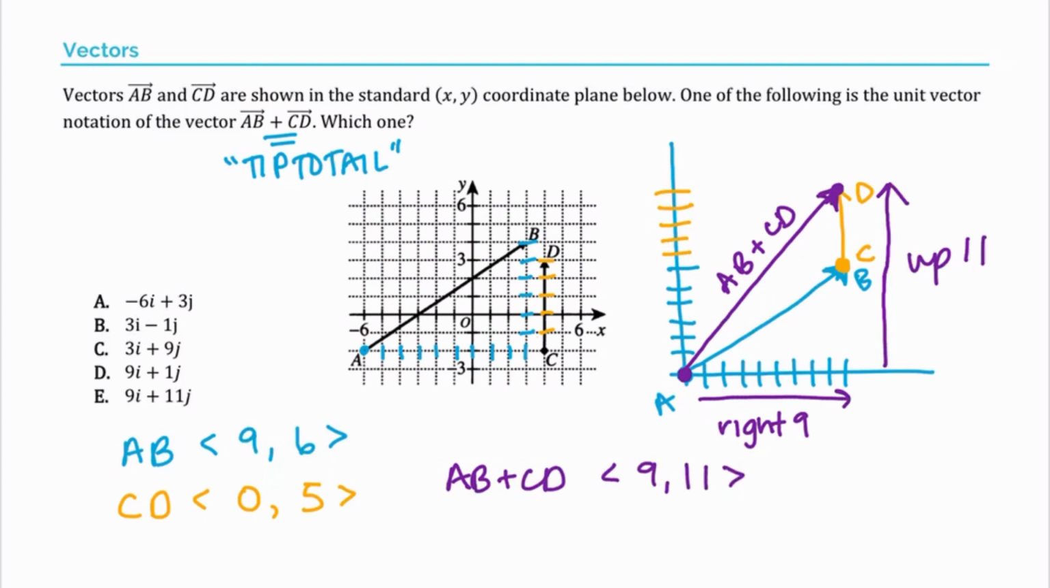So what you now have to know is that in the way that we describe the coordinate plane with vectors, a vector of this form, 9, 11, is written as 9i plus 11j. So when I add these vectors tip to tail, my answer is that I'm going to the right 9 and up 11, which is the same thing as 9i plus 11j. So the correct answer is E.